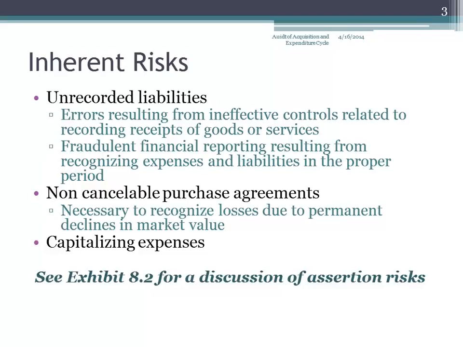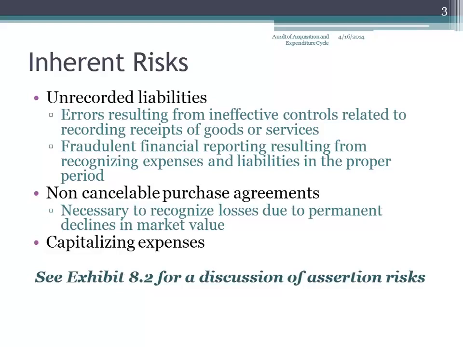So errors can occur from ineffective internal controls, right? So let's say you don't have good internal controls over the receiving process, and the company doesn't always record the recognition of a liability when they receive the goods. That would lead to an understatement of the liabilities because you would have received the goods or services, but the company would not have recognized the liability associated with that.